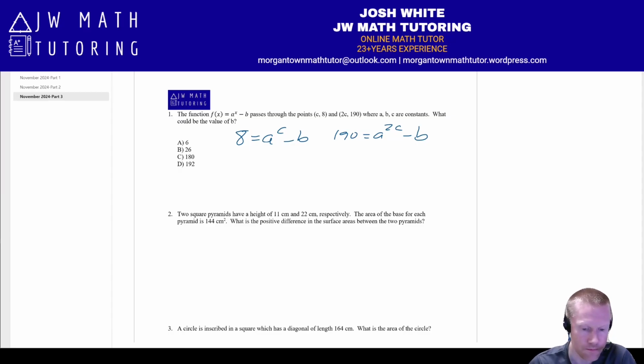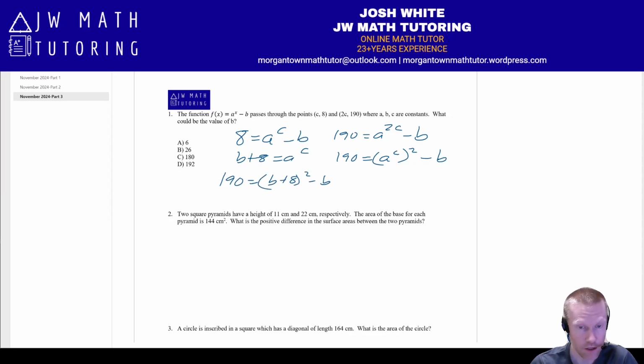Now, at this point, what you can notice is that if you solve this first equation for a to the c power, it turns into b plus 8. And now you can go to the second equation and you can replace a to the c with that. And the way this is going to work is a to the 2c is just the same thing as a to the c quantity squared. If I just rewrite this, because when you raise to a power, you just multiply the exponents. And now you can substitute in for a to the c the b plus 8. So that's going to be squared.